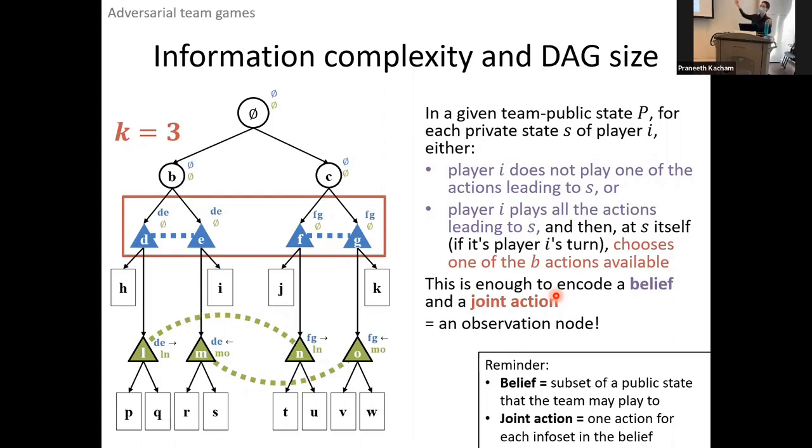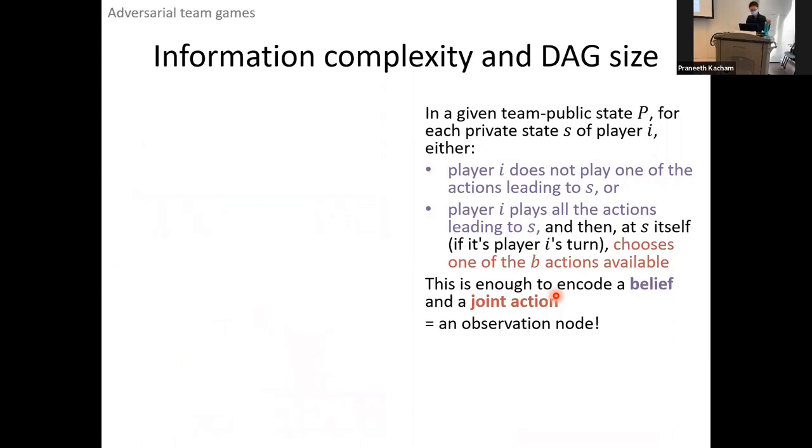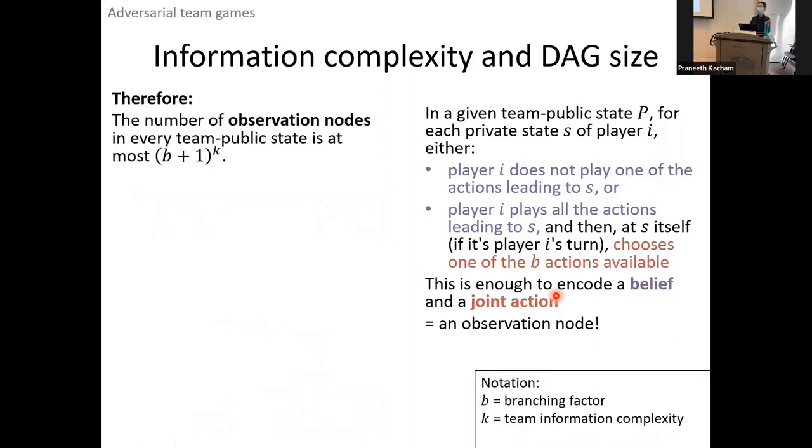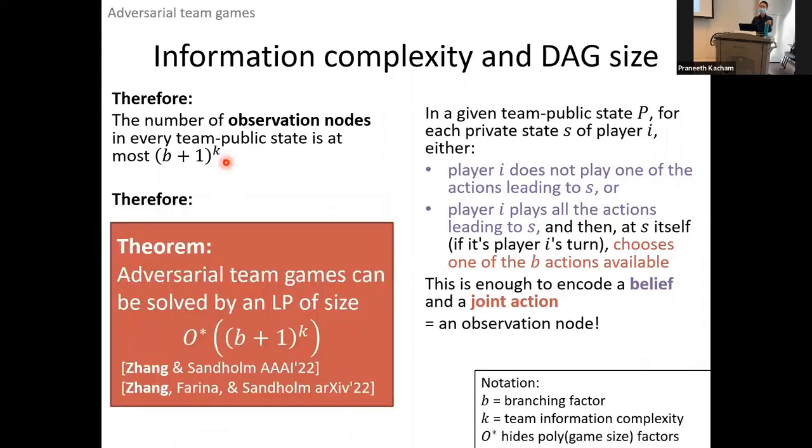Okay. So this is enough for me to select an observation node from all the observation nodes in our DAG. So all we have to do is count the number of ways that we can do this. Therefore, the number of observation nodes in every team public state is at most (b+1)^k, where b is the branching factor of the game, and k is this information complexity parameter. Therefore, for the whole problem of solving adversarial team games, we get an O*((b+1)^k) algorithm, (b+1)^k LP size. Okay. And to emphasize here, since we've backed up now from one team to constructing the DAG for both teams, this parameter k is the larger of the 2 teams.